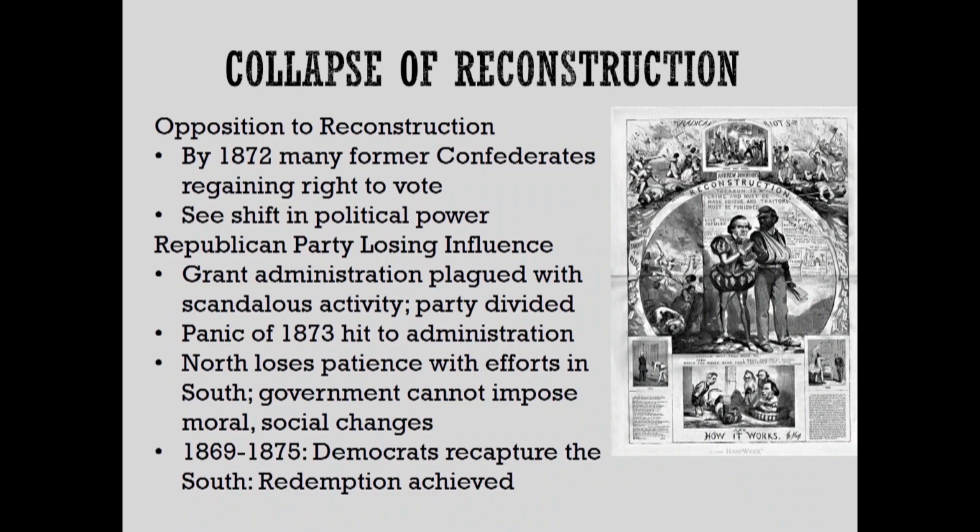And another problem is that by the time we get to 1869 through about 1875, as we head towards the end of Reconstruction, the Democrats are, again, starting to recapture the South. A lot of these former Confederates are coming back into power. And what we're going to see here is something called redemption being achieved, okay? This is a term they used towards the end of Reconstruction to signify the fact that Southern Democrats had taken back over the political scene in the South. They had control again.